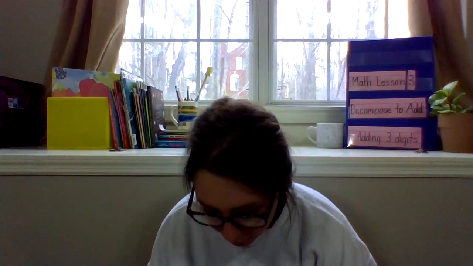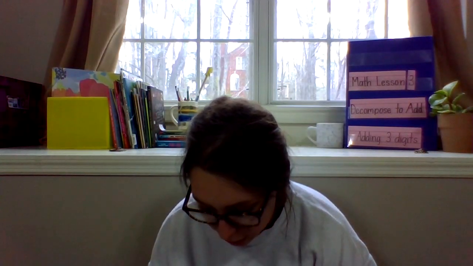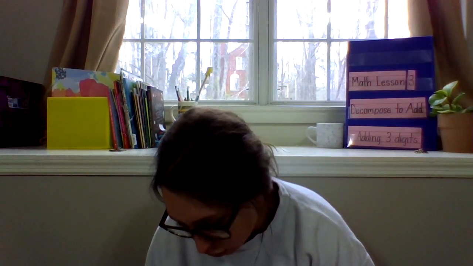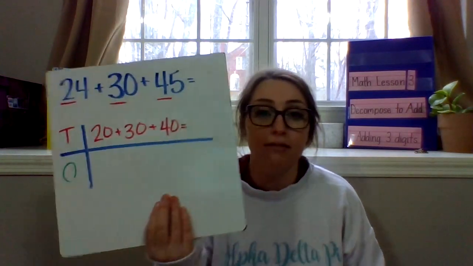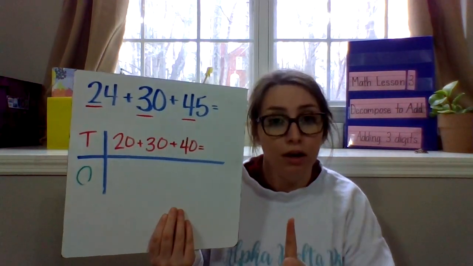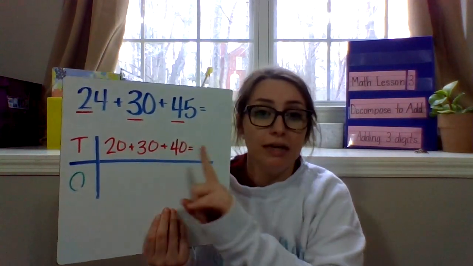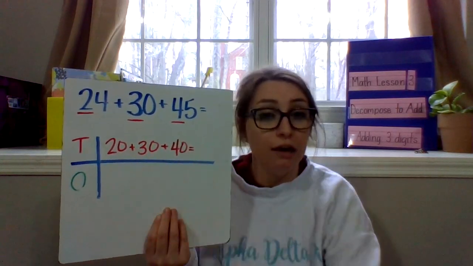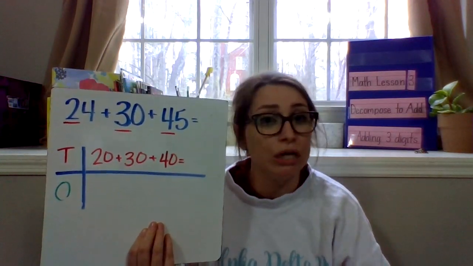Remember that when you're writing these, they are not just 2, 3, and 4. It's 20, 30, and 40 because they represent groups of 10. So if you just wrote 2, 3, and 4, you would be wrong in the water. You would not be able to get a good grade on this math because it would be totally wrong. It's 24, 30, and 45. So our tens have to represent 20, 30, and 40. Please don't forget that important step.